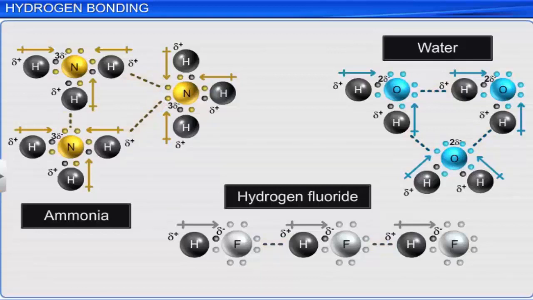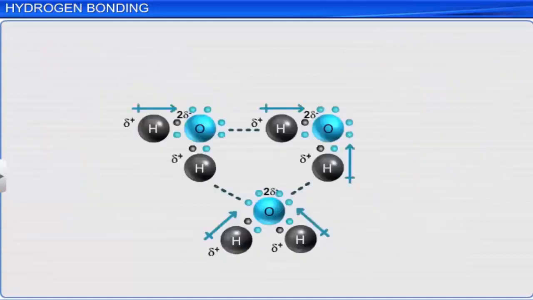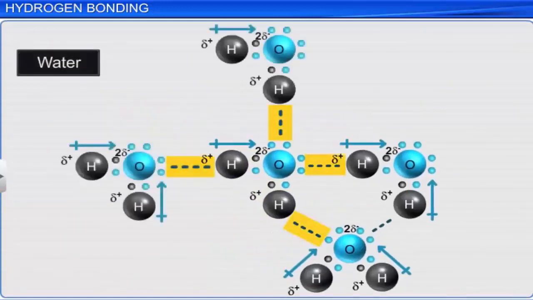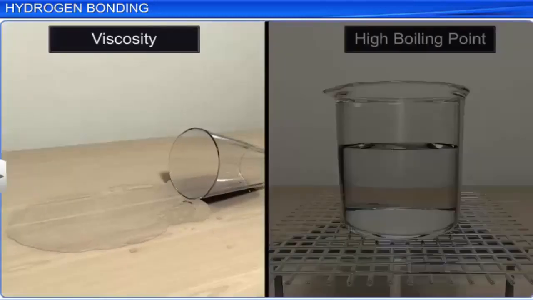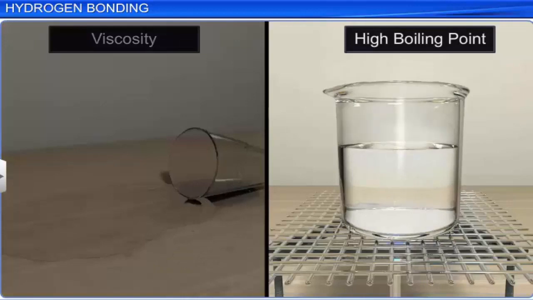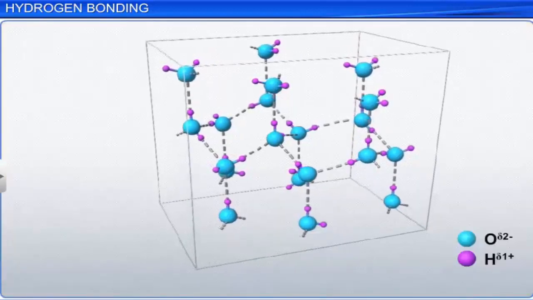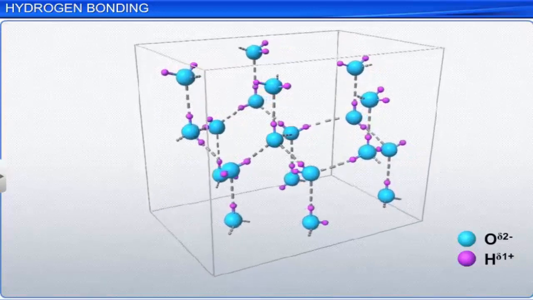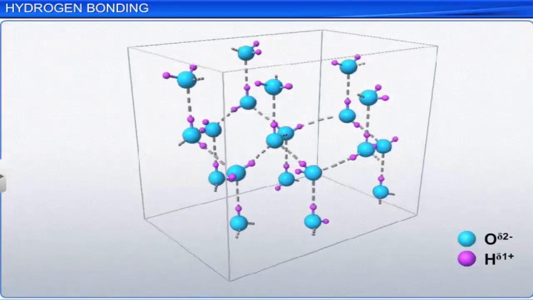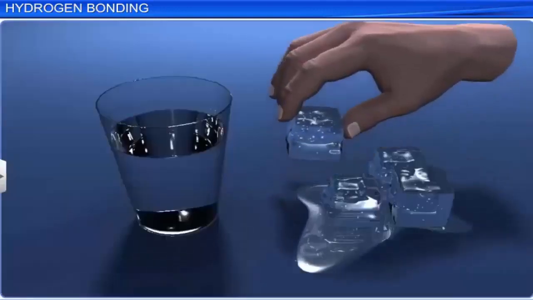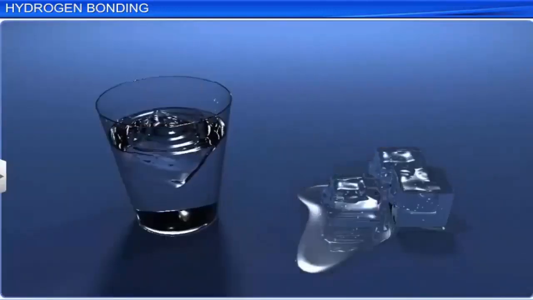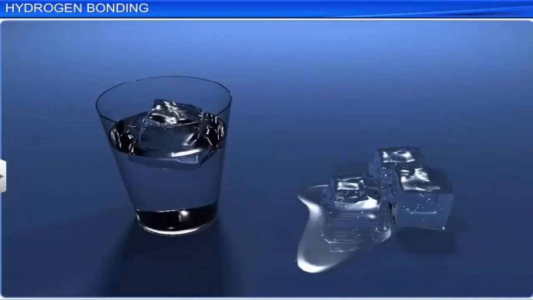For example, in water, each molecule can form 4 hydrogen bonds, giving it its viscosity and high boiling point. In ice, the hydrogen bonds create an open, hexagonal lattice crystal structure, reducing the density of ice compared to water at the same temperature. This is why ice floats on water.